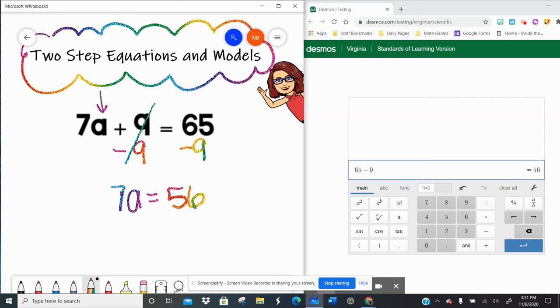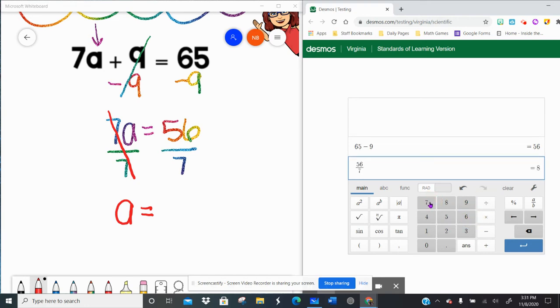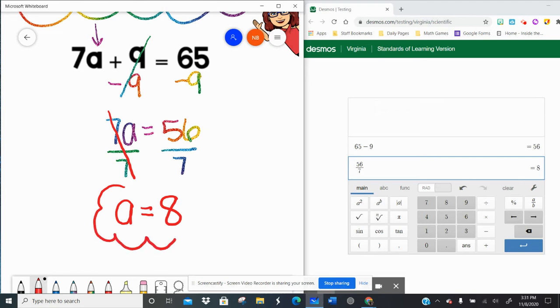Anytime I have a coefficient next to a variable, that means multiplication. In order to solve, I'm going to divide each side by that coefficient. 7 divided by 7 cancels out, so I'm left with 1a, or just a. Then in my calculator, if I need to, I can do 56 divided by 7, and I get that a is 8.